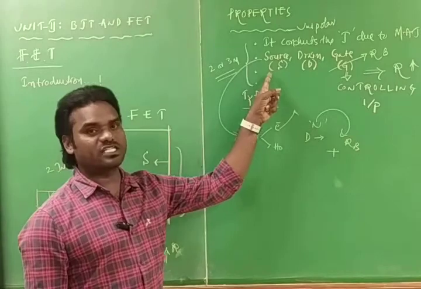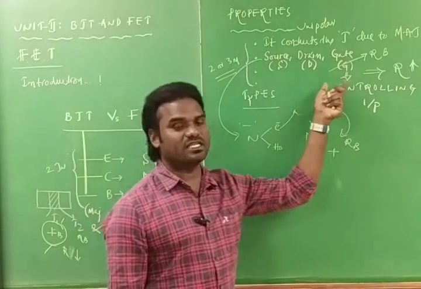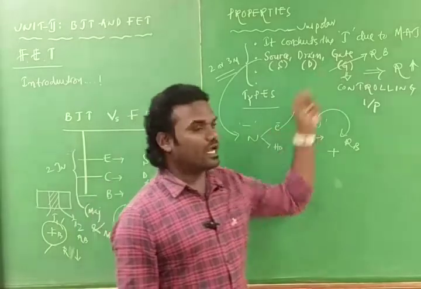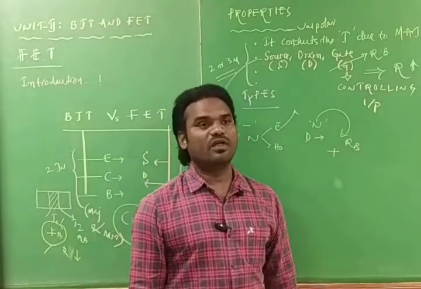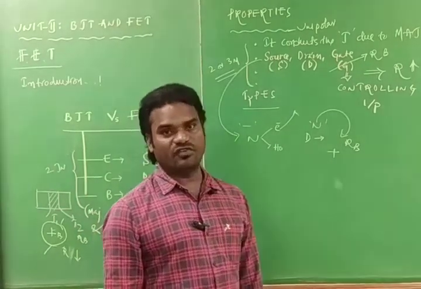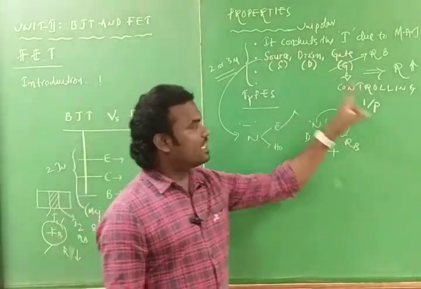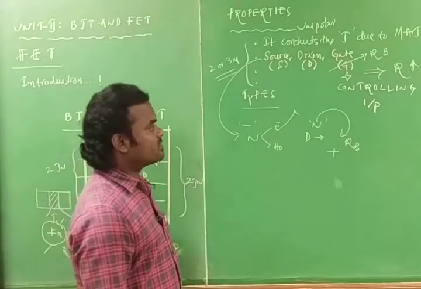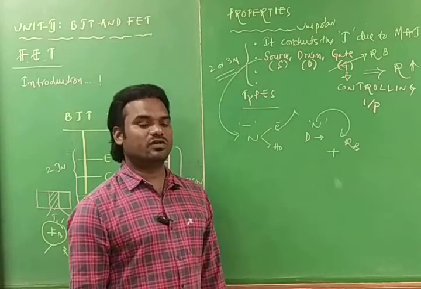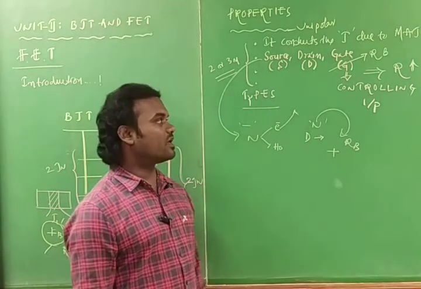The source must be connected in such a way that it supplies the majority charge carriers to the layer, and the drain must be connected in such a way that it collects the majority charge carriers from the semiconductor bar, and the gate must be connected in reverse bias mode. Then only can it control the current through the FET. So the source must be connected in forward bias, whereas the drain and the gate must be connected in reverse bias. As the reverse bias voltage increases, the electric field intensity increases, and in that way it controls the current through the FET.